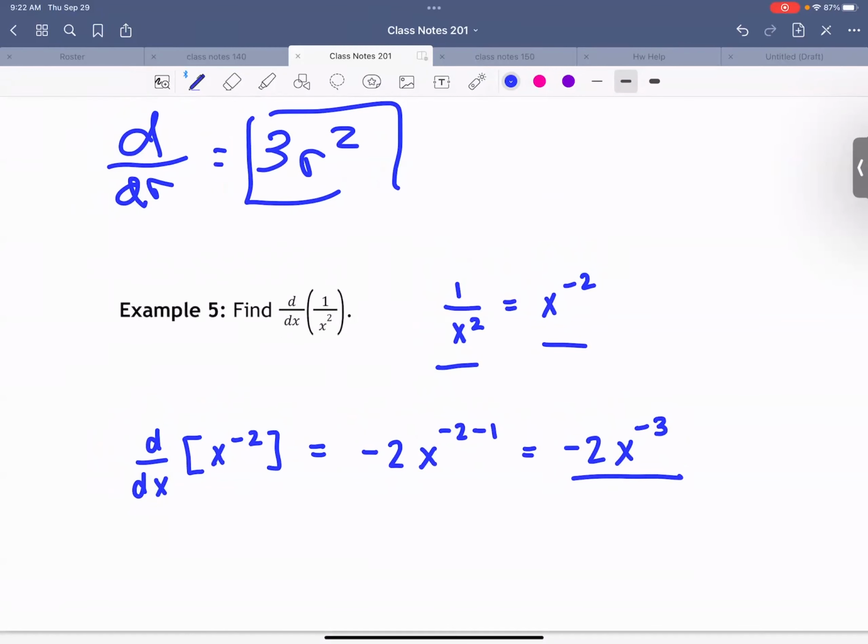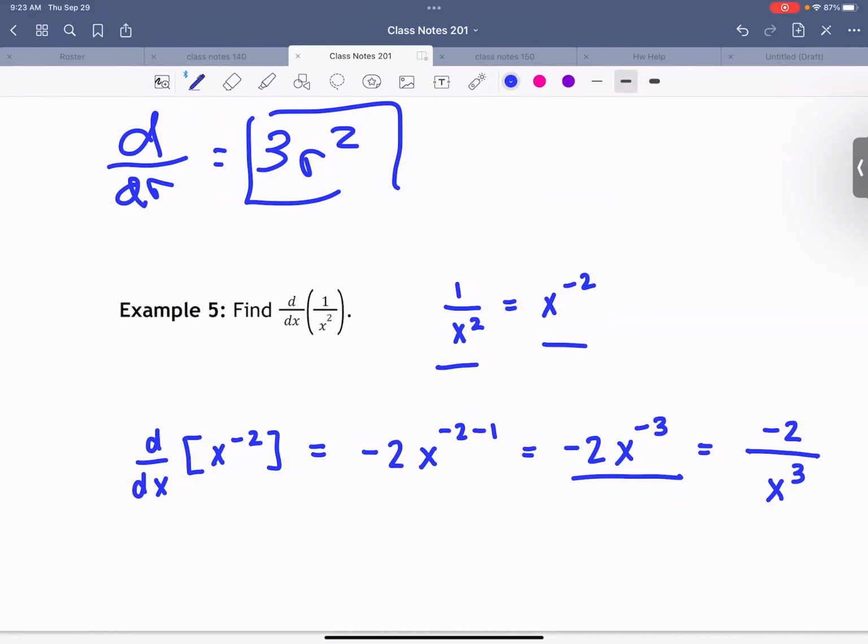There's actually a way to write this a little bit better. Anyone want to tell me how to write this more simplified? Troy? -2 over x to the 3rd power. Good. Whenever you flip the sign of the exponent, it brings something from the numerator to the denominator or the denominator to the numerator. Any questions on what I did for example 5?